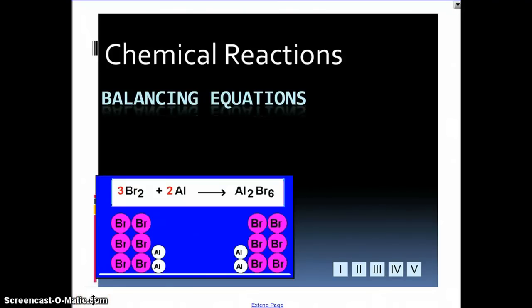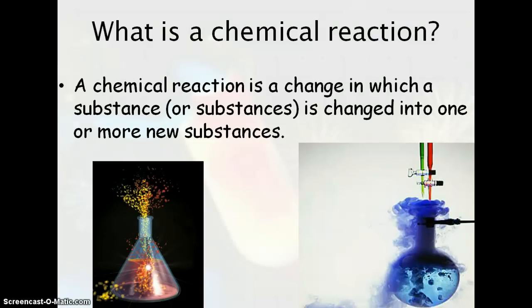All right, guys, in this podcast, we're going to talk about balancing chemical equations. Basically, let's first define what a chemical reaction actually is. A chemical reaction is when you change the substances that you start with into one or more new substances. So the atoms are rearranged into different combinations to form something different.